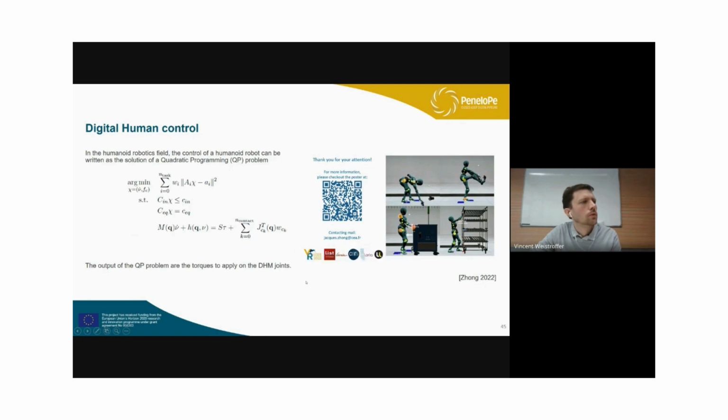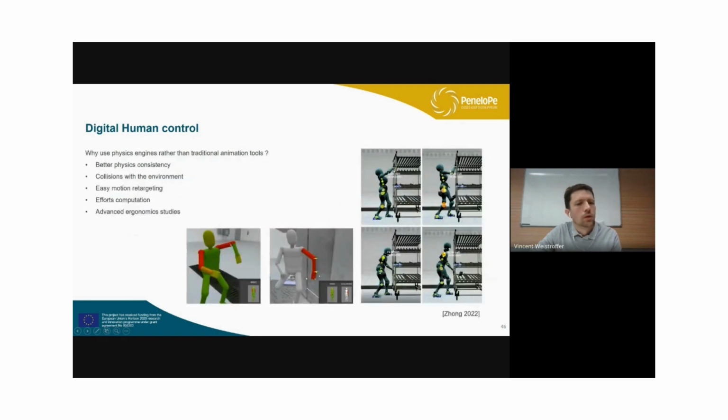This is all for the physics engine, but I really wanted to focus on why it is important to use physics engines rather than traditional animation tools, especially when we talk about ergonomics evaluation. First, it provides better physics consistency of your digital human model. It's not only animation; it will animate your digital human model while keeping your biomechanical constraints and joint limits, so it will really give you better physics consistency.